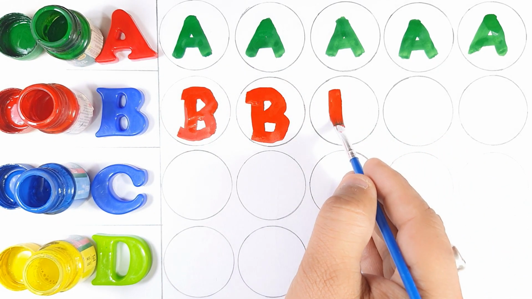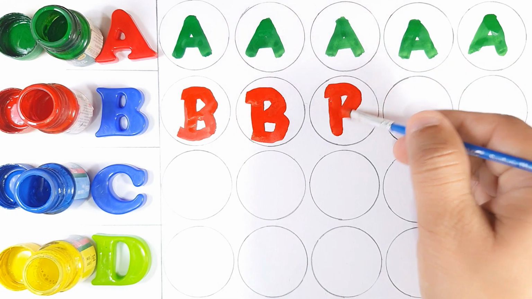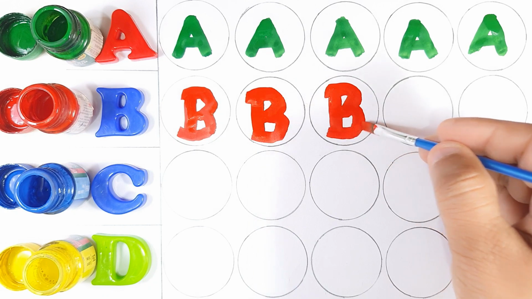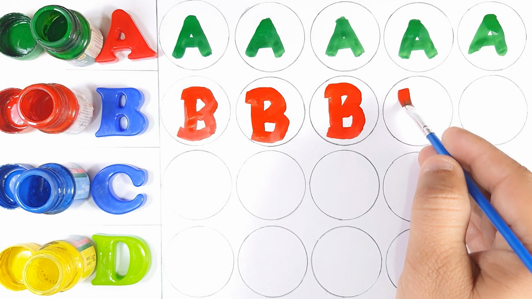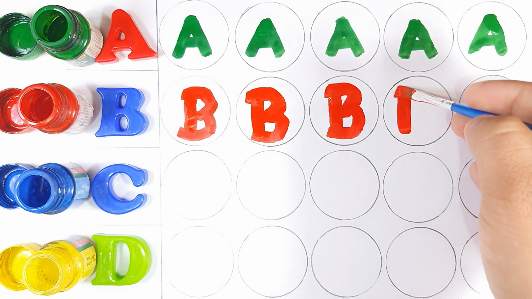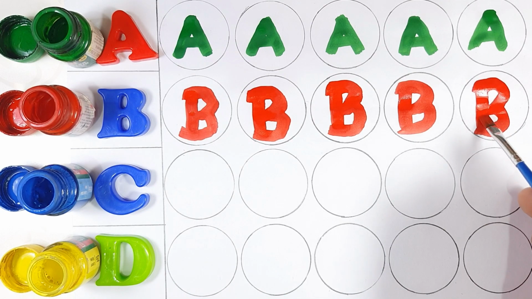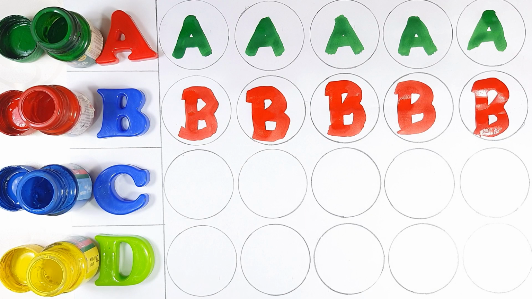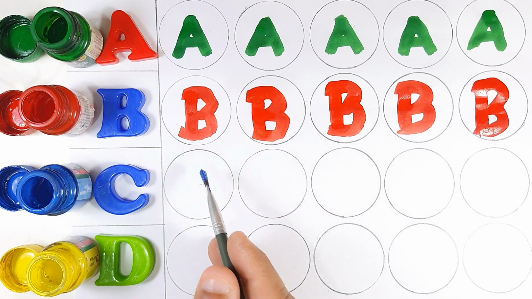Very nice. Kids, this is B for ball. Very nice. Kids, B for ball. Now we will do it with blue color. Kids, this is blue color.